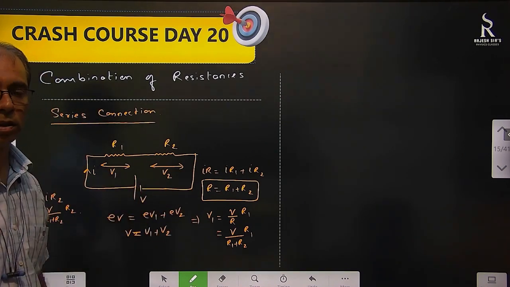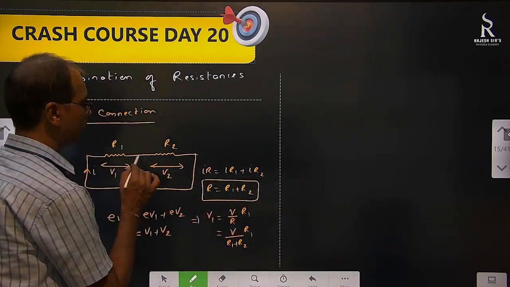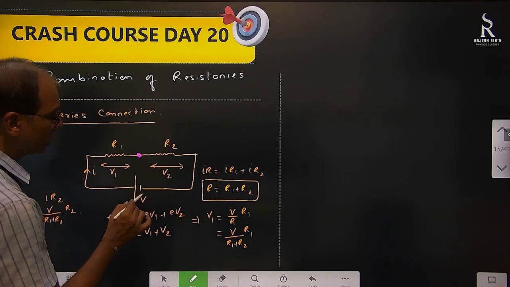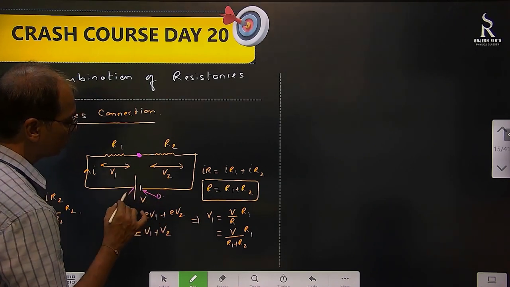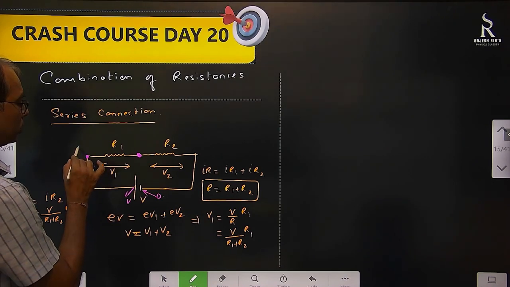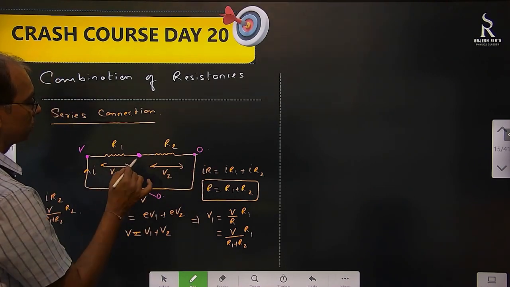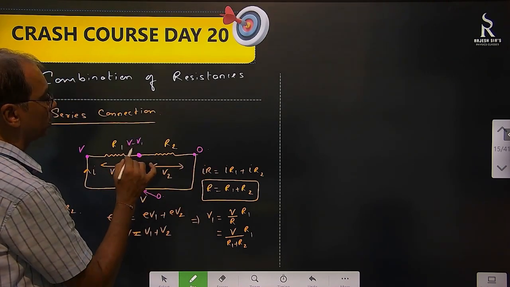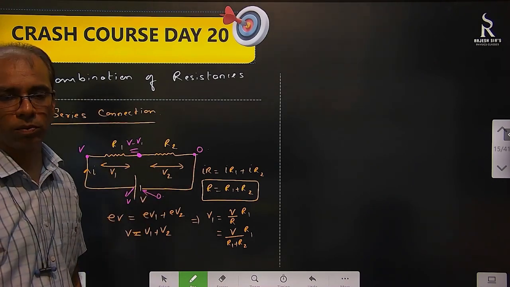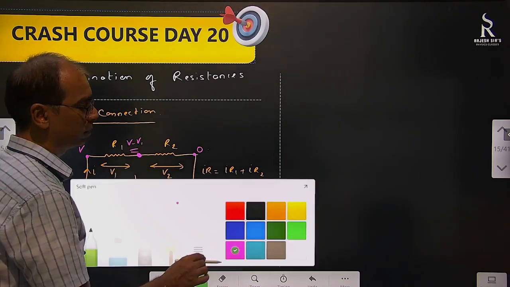That is the potential drop here. Now suppose the question asks what is the potential here. Suppose I consider the potential here is 0 and the potential here is V. Then because no resistance is shown here, the potential here is also V and here it is 0. Here it dropped V1, so the potential here will be V minus V1, and here it becomes 0. So remember that. If they ask what is the potential here, it's V minus V1.